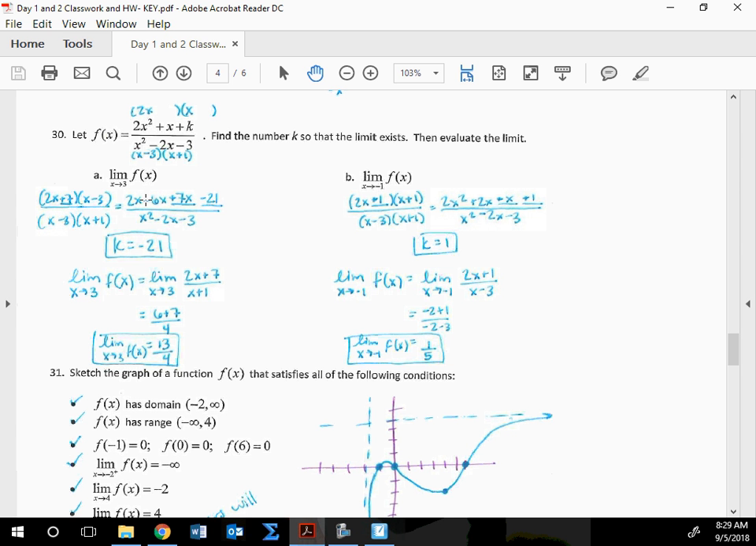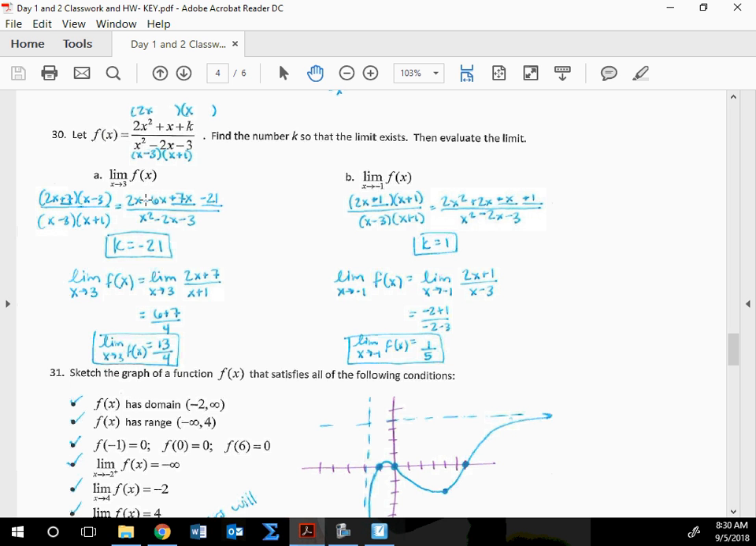So for A, they asked us to check as x approaches 3, and if you try putting 3 in, you get 0 in the denominator, which, as you can see when we factor it, ends up being one of our factors. So we simply needed this top to factor into something where we would have a factor of x minus 3.